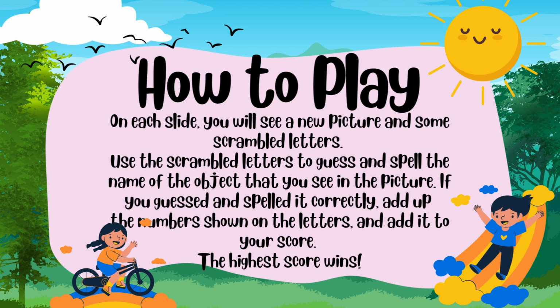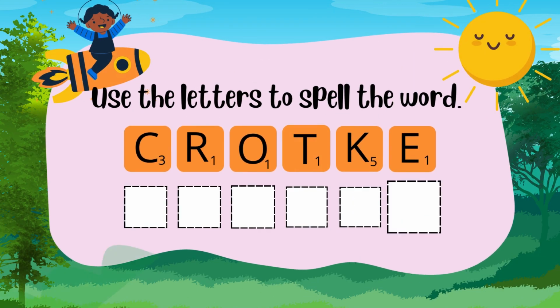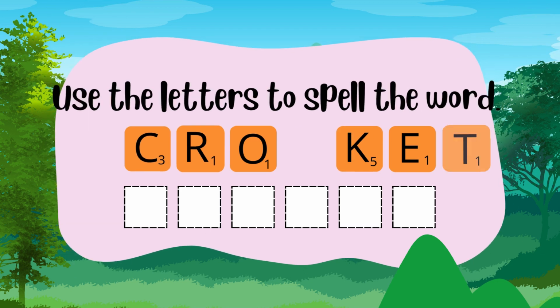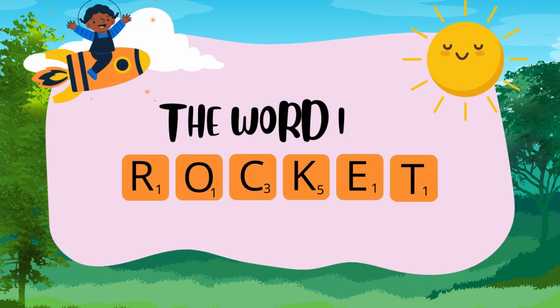Let's start. Use the letters to spell the word. 1. R O C K E T. Can you guess the word? Okay. The word is rocket.